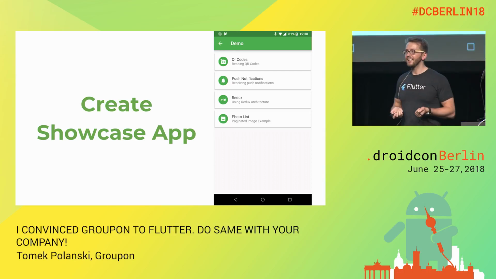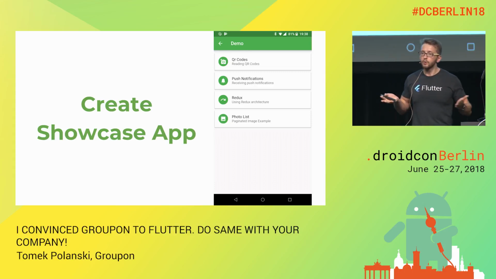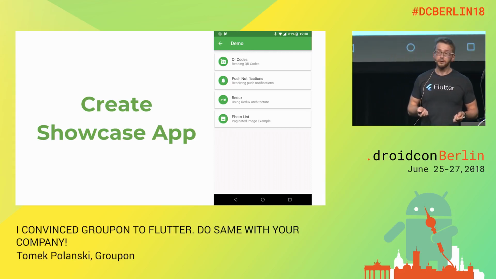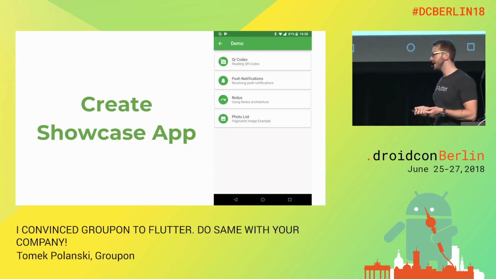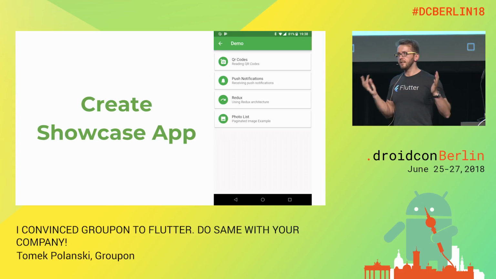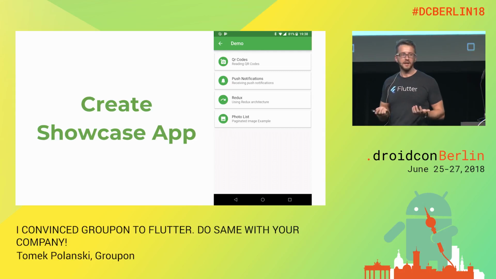That's why you should create a showcase application that uses the most crucial APIs that you are using currently in your application. For example, Groupon is about vouchers, so we had to have some QR code scanning. Also, push notifications are really important, like for every application. Next, I wanted to try creating a nice architecture, in this case with Redux. I hope Brian was talking about Redux today. And the last thing, I wanted to show that the performance of Flutter is really nice with infinite lists.